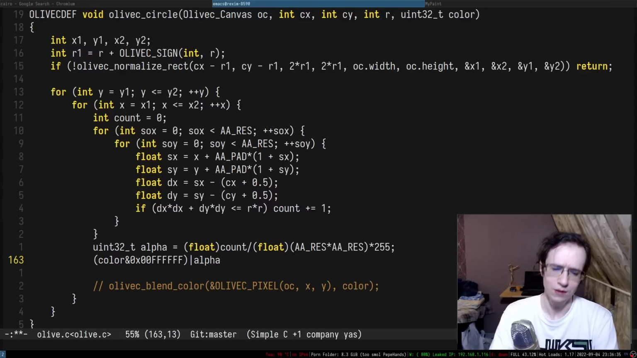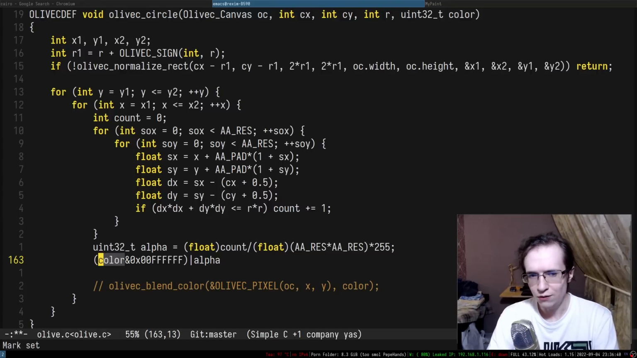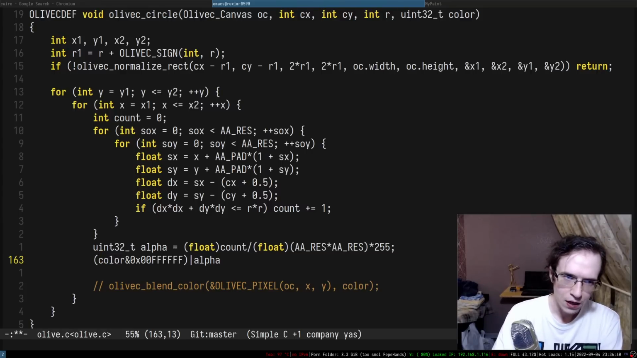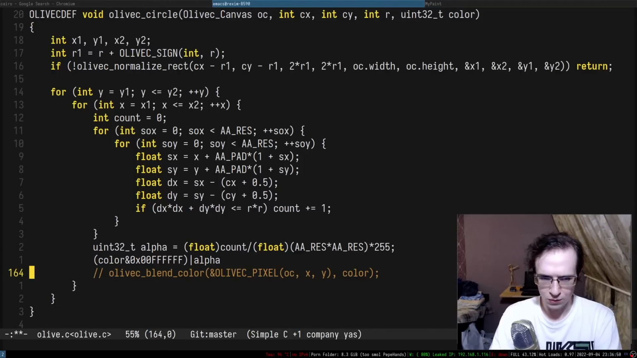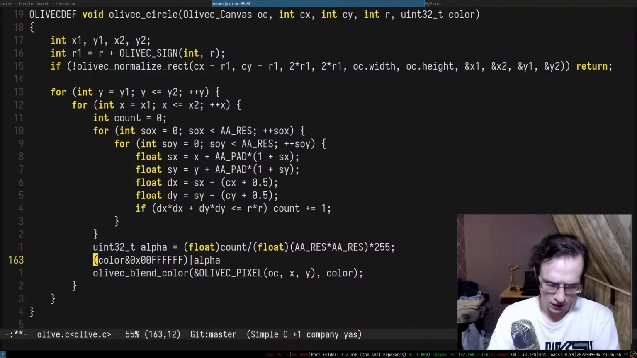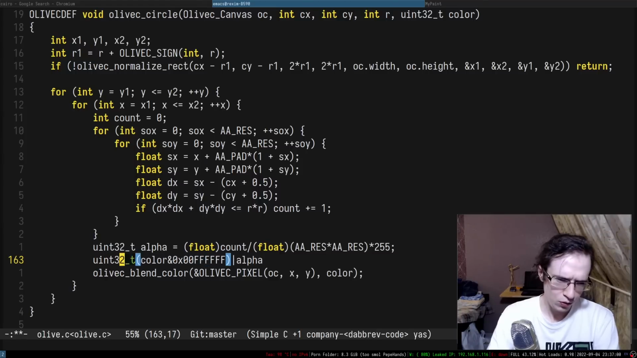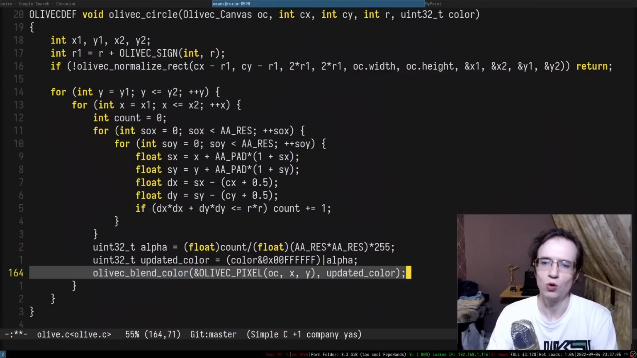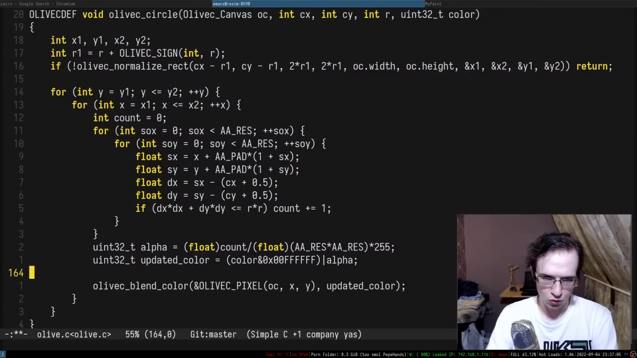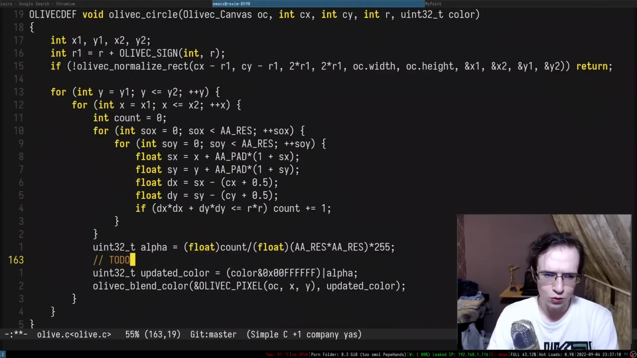But that creates some kind of a problem. The original alpha of the color is kind of lost. And maybe we should take it into account, if you know what I mean. But I don't really want to think about it too much right now, so I'm going to put a to-do about that. So let's make a uint32 updated color, and we're going to be blending the updated color in here. So I'm going to put a to-do.